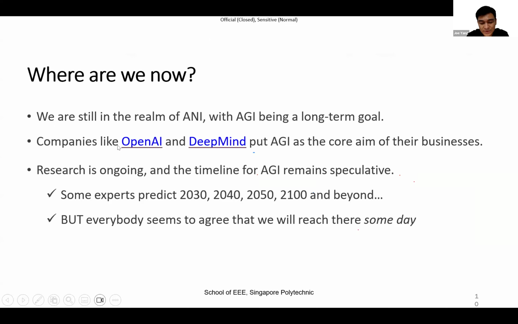Today, companies like OpenAI that developed ChatGPT, and DeepMind, they also came out with the GPT program. They put AGI as a core aim of the business, so they are working on AGI. So there's a high risk for certain job roles, so take note of that. Research is ongoing, and the timeline for AGI remains speculative.